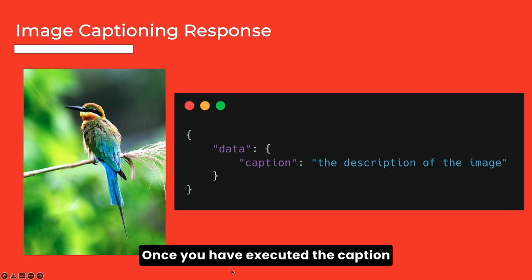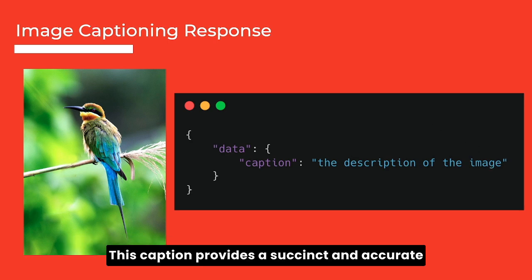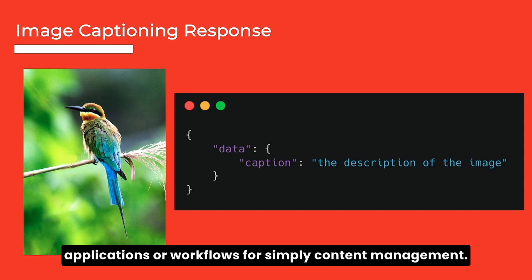Once you have executed the caption task, you'll receive a JSON containing the generated caption for your image. The response will be in JSON format and will include the caption parameter, which holds the descriptive text. This caption provides a succinct and accurate description of the content within your image. The response can be directly integrated into your applications or workflows for seamless content management.